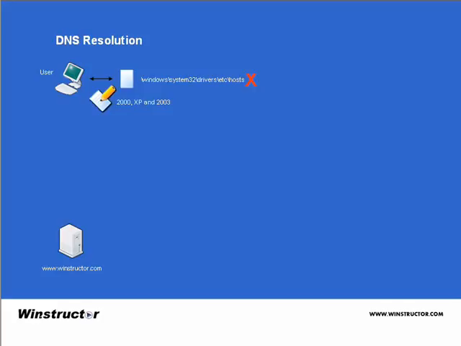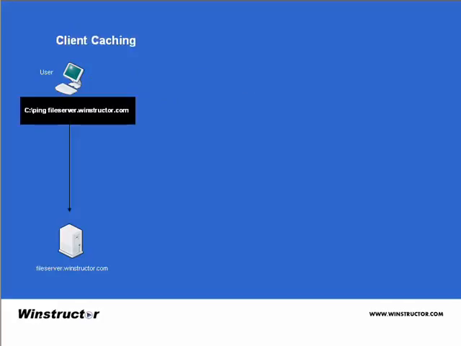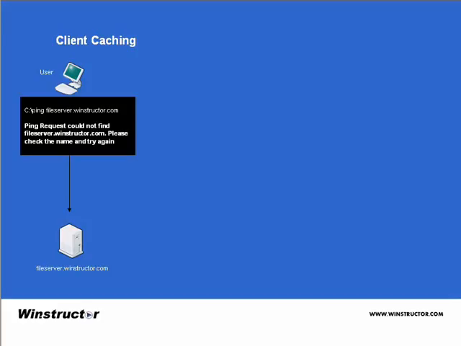It's quite logical to associate caching with successful DNS resolution, but consider this. Let's say that we've just built a new server and we called it fileserver.winstructor.com. Now from our client we ping the server, but it fails to respond. So we go over to that machine and we realize that we'd configured it with an incorrectly spelt host name. So let's say we just called it fileserver1.winstructor.com. So now we correct the host name and then we reboot the server. Now from our client we try to ping the server again and we get the same failed message.